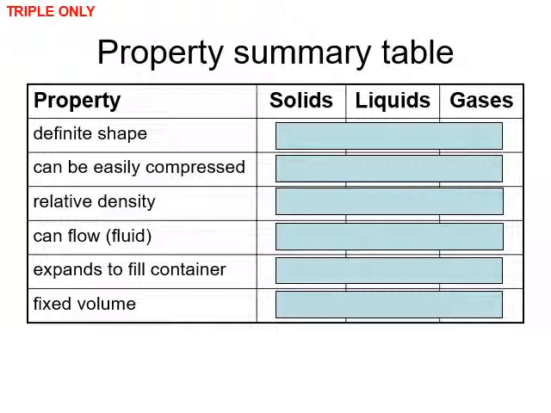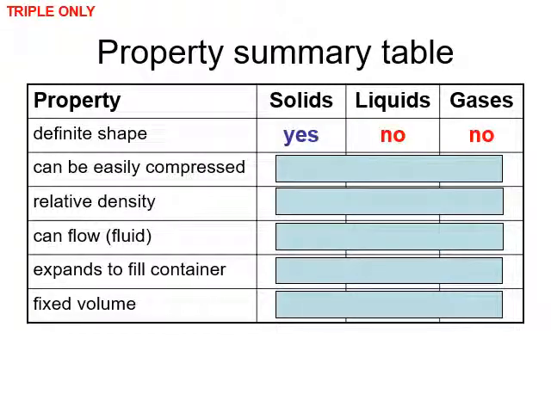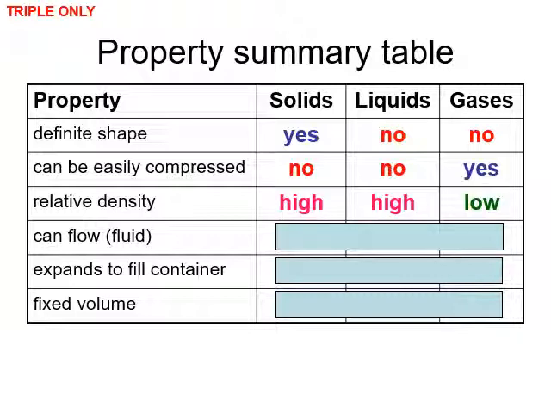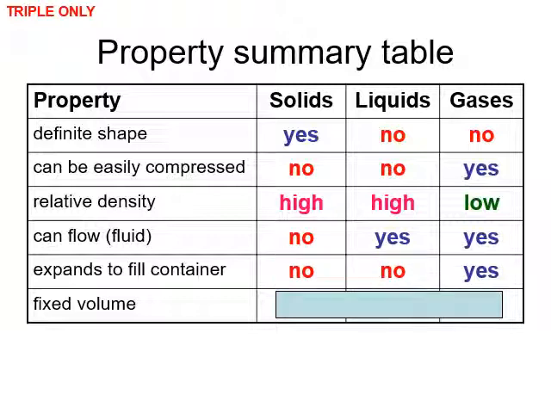So this table here basically summarizes the properties of solids, liquids, and gases. Solids have a definite shape, liquids and gases do not. Solids cannot be compressed and liquids cannot be compressed, but gases can. Solids and liquids are relatively dense compared to gases. Solids cannot flow, but liquids and gases can. Solids and liquids do not expand to fill a container. In a liquid the distance between the particles doesn't increase, but in the case of gases it can. And solids are a fixed volume, whereas gases aren't, but liquids are.